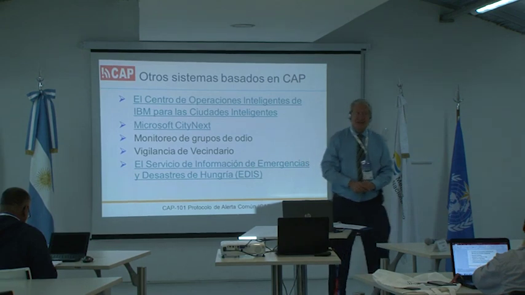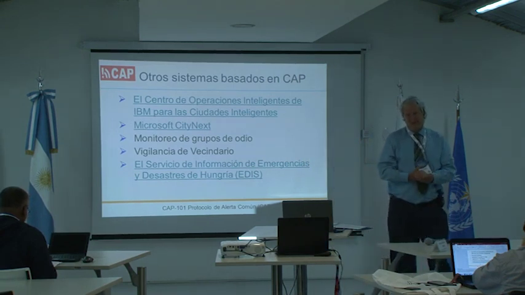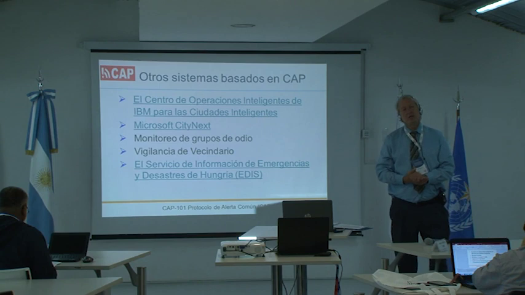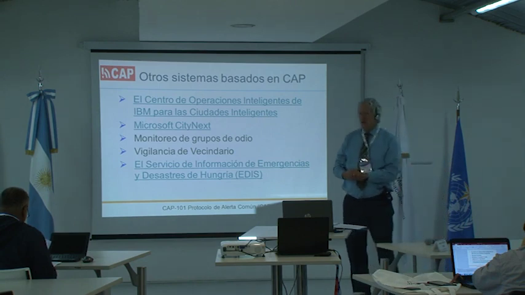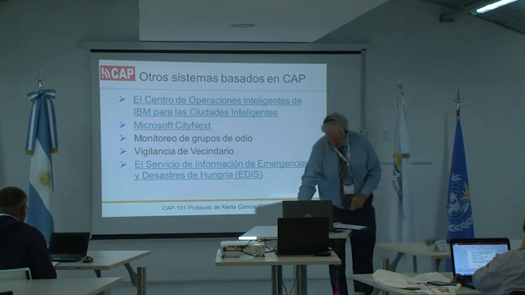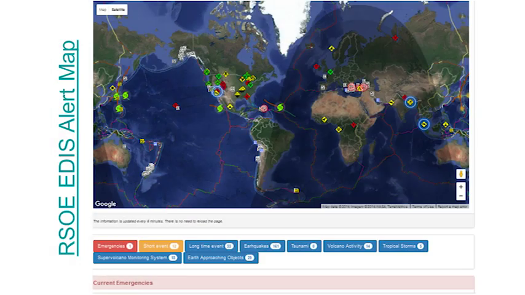We also have very sophisticated applications and a lot of money being made on making CAP alerts out of news stories. This particular one is in Hungary. It's the National Emergency and Disaster Information Service, EDIS. This is the EDIS alert map. And the reason I like to show it is it's unusual because it includes a couple of potential extreme events. One is super volcanoes. Another one is Earth approaching objects.